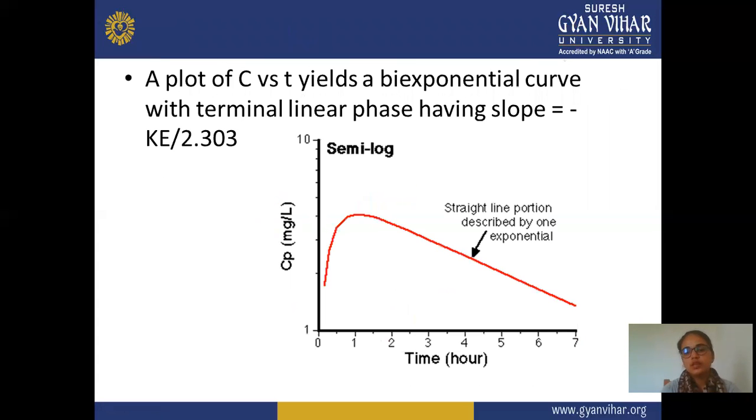This is a time-concentration curve. In this, we are taking time versus Cp, the concentration in plasma, with time in hours and plasma concentration in mg per liter. When we draw this semi-log graph, the concentration increases to a particular level and starts to decline after the peak plasma level. The straight line portion is described by one exponential, and a plot of C versus t is a biexponential curve, with the terminal linear phase having a slope of -Ke/2.303.